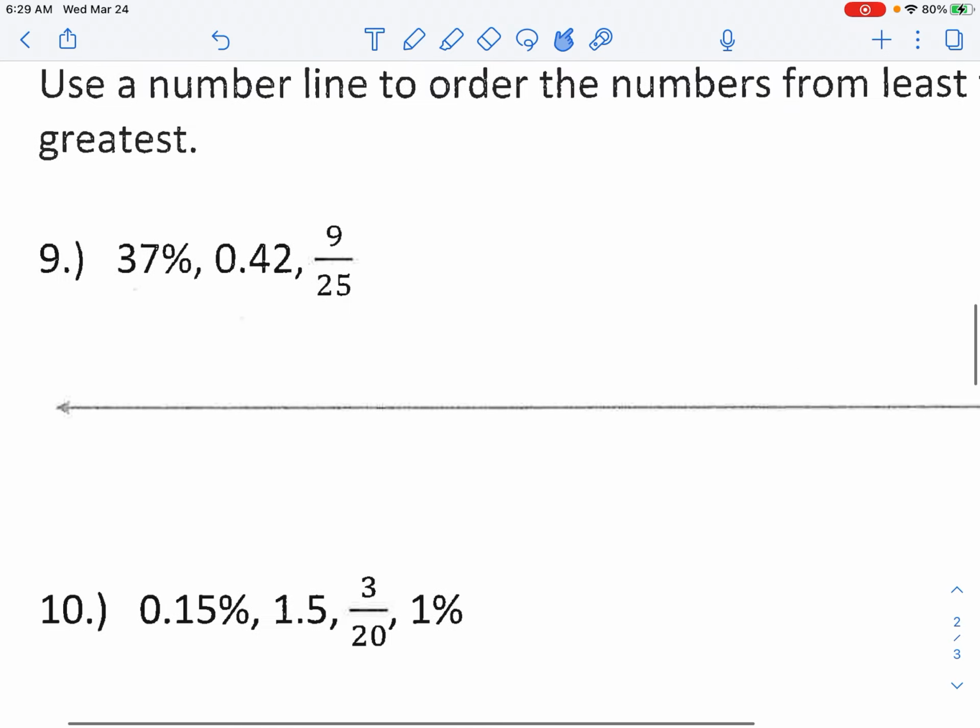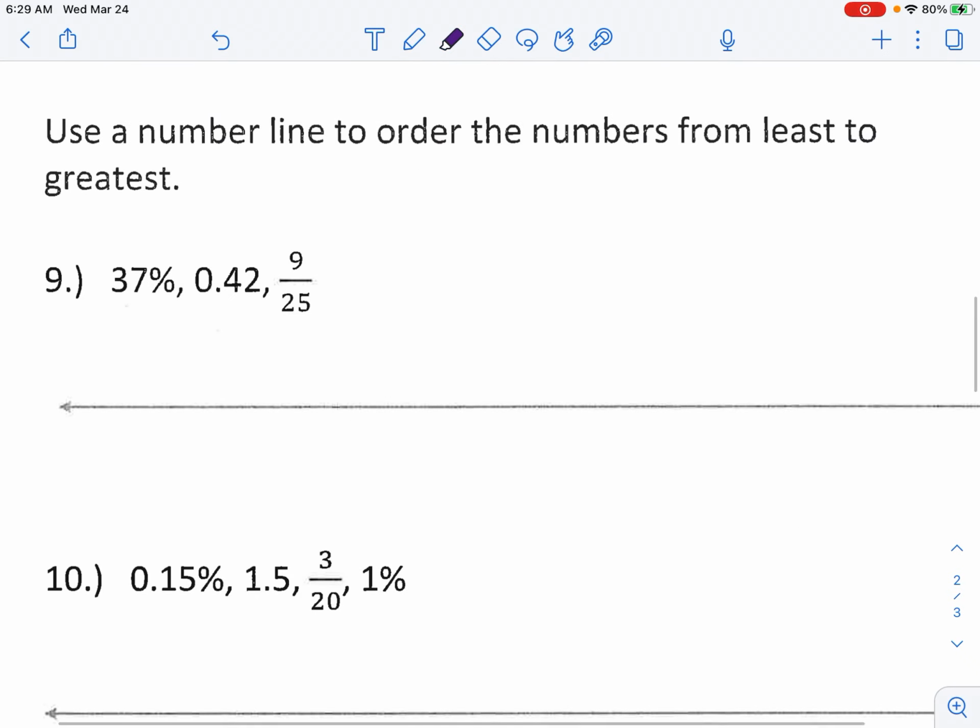All right, so we've got one more page. So now we're going to do something a little bit different. Now it says, use a number line to order the numbers from least to greatest. Use a number line. Okay, so first of all, let's look at the numbers that we have.